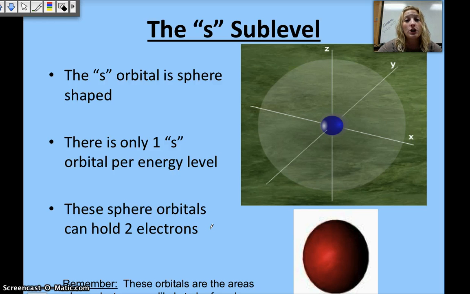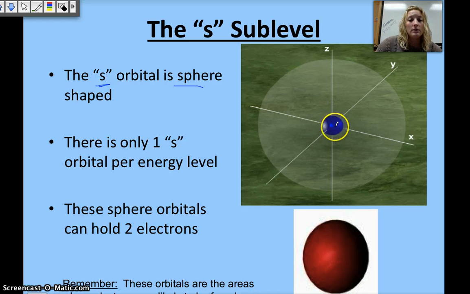So let's talk about this first shape or first section first. It's called the S sublevel. And S, really easy here, stands for sphere. It is sphere shaped. So that means if our nucleus is in the center, this area around the nucleus is where the electrons could be, and it's a sphere shape.